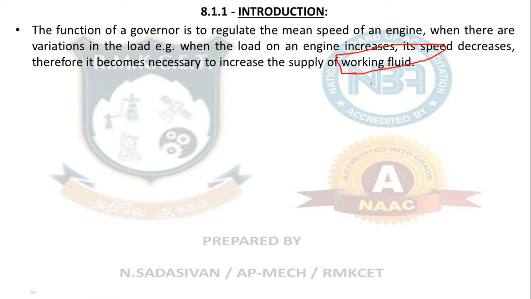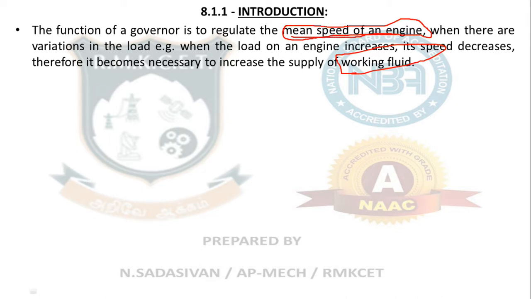In case of a hydraulic turbine, working fluid is water. In case of a steam turbine, working fluid is steam. So governors are used everywhere. So you are going to control the working fluid in response to the mean speed of the engine. So how do you do that?